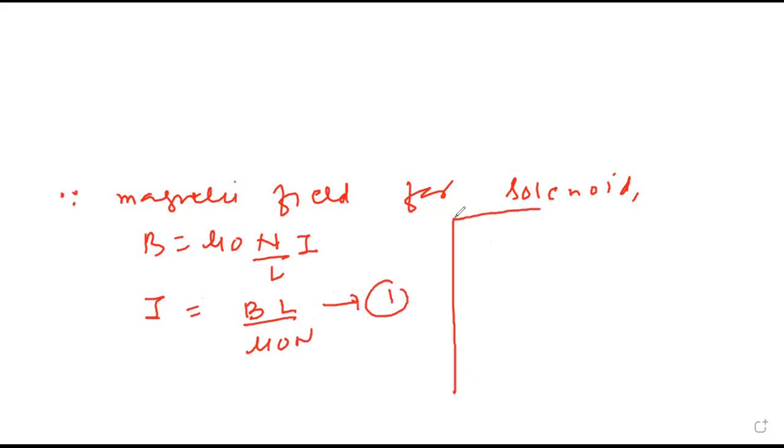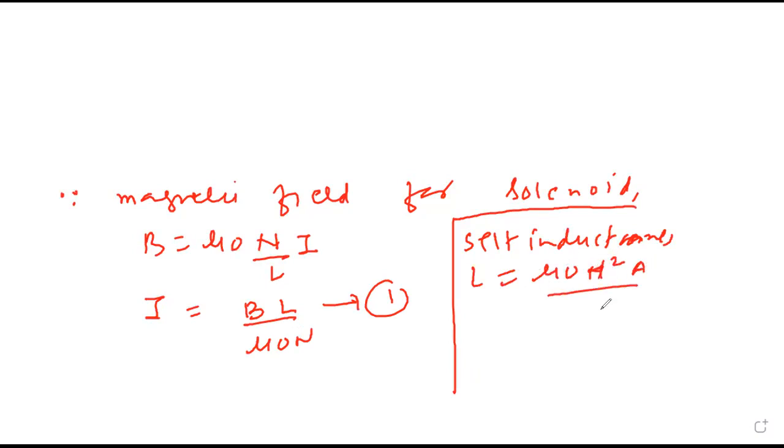I am interested in energy density. That means energy per unit volume. Self inductance L for a solenoid is mu naught N square A upon L. Now we got I, we got L, we can substitute these two in energy stored. So, okay, this much followed?